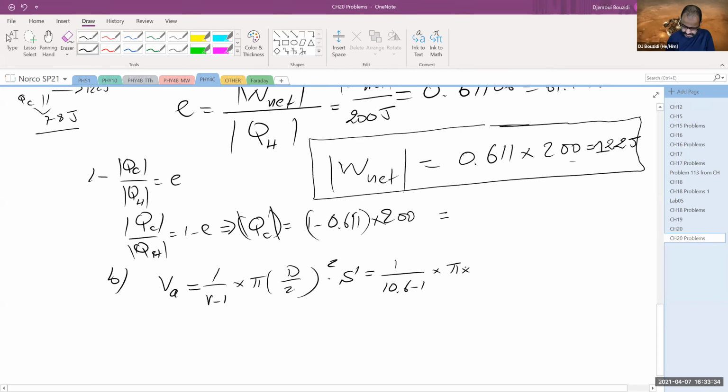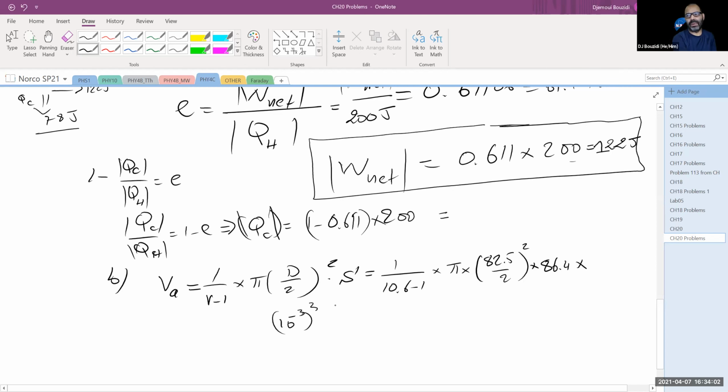The diameter is 82.5 divided by 2 squared times, I know about the millimeter and the meter. We're going to take care of that immediately. Times the stroke, 86.4. Now, I have 10 to the negative 3 meters in a millimeter. When I cube that, because I have it squared in here and in here another one, it's going to be 10 to the negative 9 cubic meters. And I probably will need it in cubic meters, so this is a conversion.